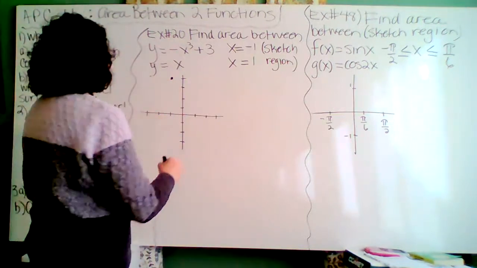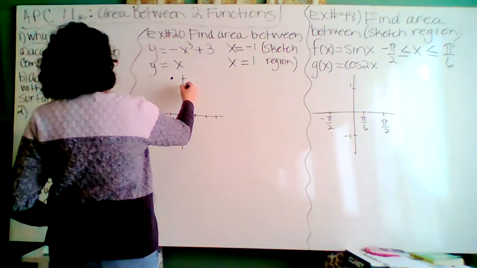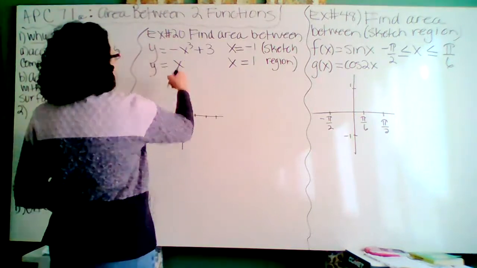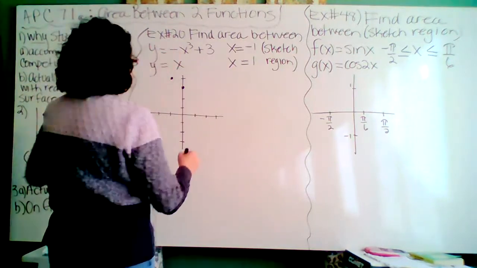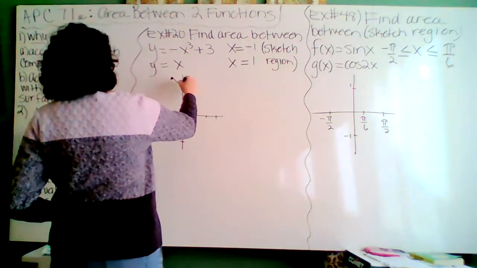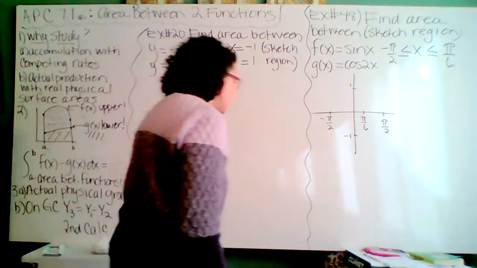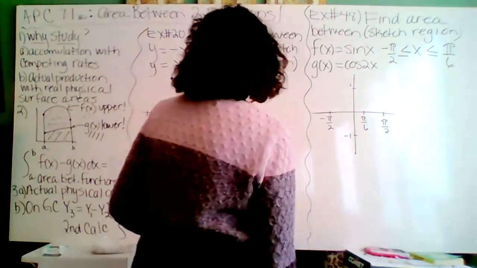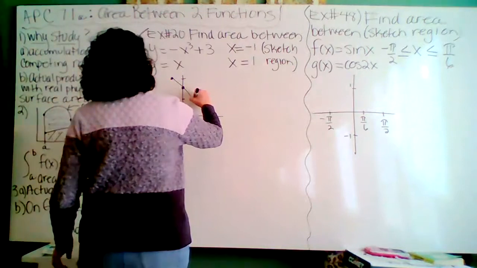When I put a 0 in, I get a 3 out. And when I put a 1 in, I get a 2 out. There we go. It is cubic, so maybe it looks something like that. Hopefully I did a good job of drawing that. But it's okay. It's just a sketch, right?